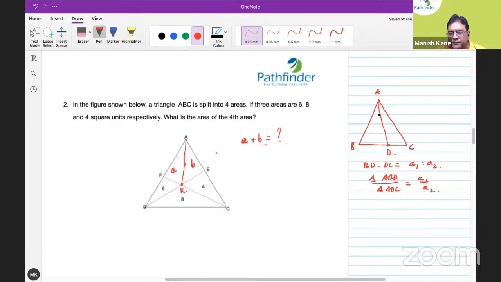How? Because the altitude for both these triangles is going to be the same, and therefore the ratio of area of these two triangles, the shaded and the unshaded, is going to be A1 upon A2. This property is the only property that is applicable to solve this question. So let us do that. First and foremost, here, can we say that 6 plus A plus B upon 8 plus 4, that is 12, will be equal to AE upon EC?